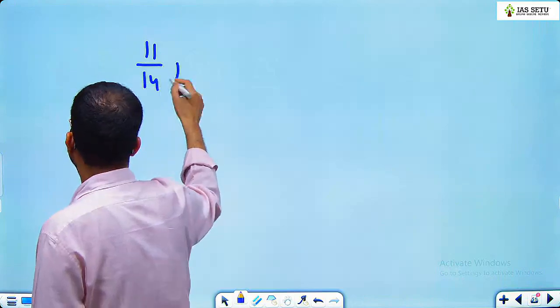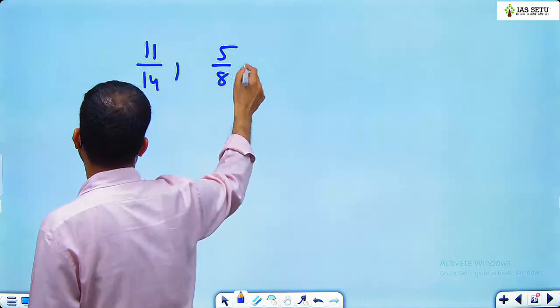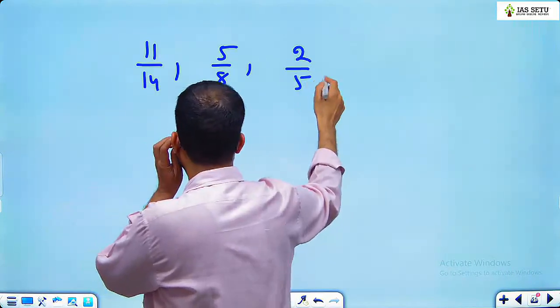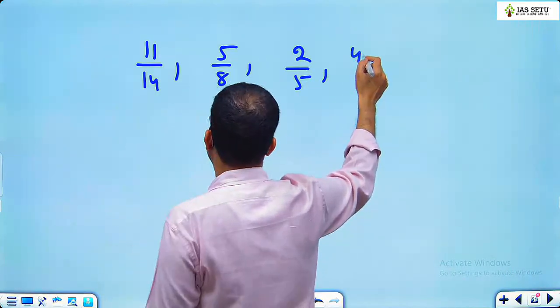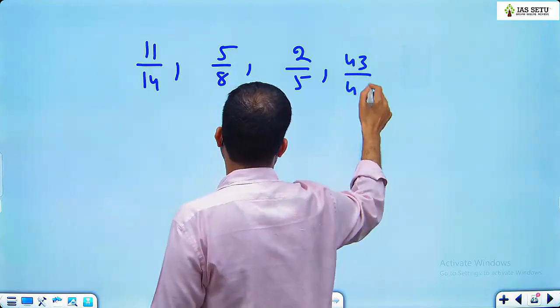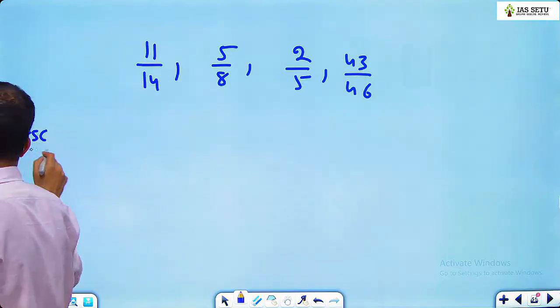11 by 14. 5 by 8. 2 by 5. 43 upon 46. You have to arrange this 4 fraction in ascending order.